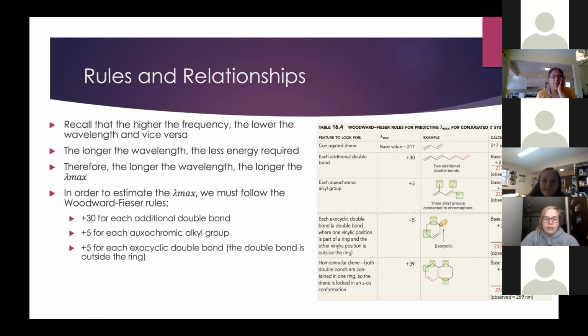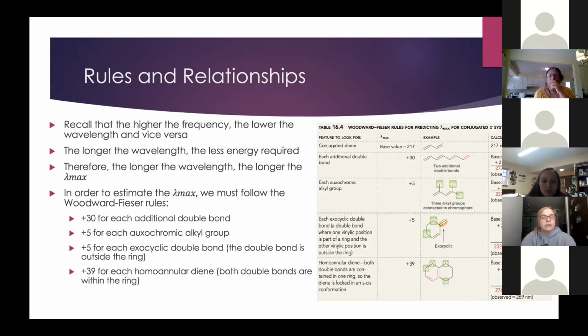And then you're also going to add 5 for each exocyclic double bond. So a double bond that is in the vinylic position is part of the ring, and the other position is outside of the ring. So again, if you look at the chart, they have it circled in orange there. So then you're going to add 5 for that one.